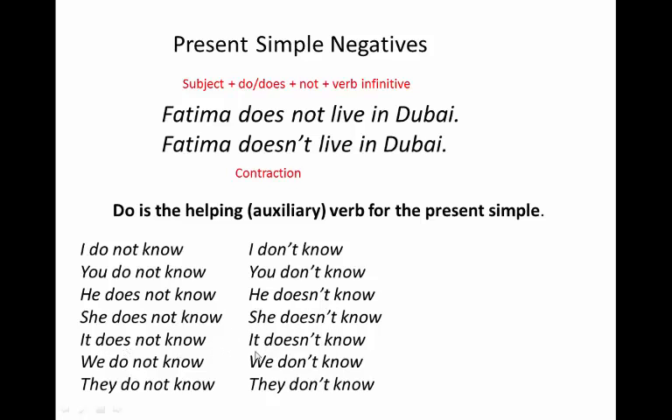It does not know, it doesn't know. We do not know, they do not know. Don't know. To make a negative in the present simple, you need this verb, this do or does. It's very, very important for the grammar of the present simple.